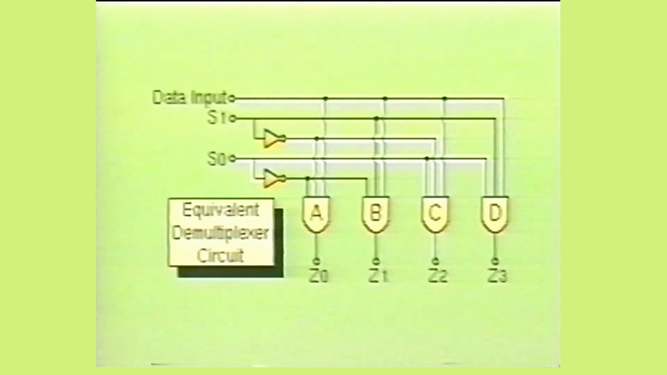When data select line S1 is made low and data select line S0 is made high, AND gate C is turned on, which allows the data from the data in input to be transferred to the Z2 output. And by making both of the data select control lines high, AND gate D is turned on, allowing the information to flow from the data in input to the Z3 output. As you can see, by controlling the data select lines, the information placed at the data in input can be directed to any one of several outputs, one at a time.